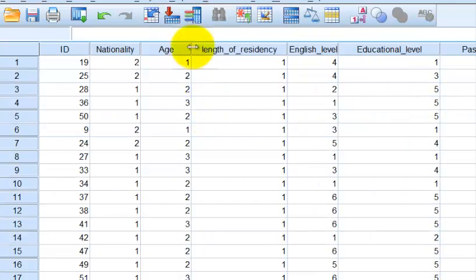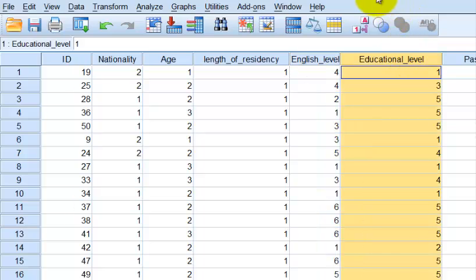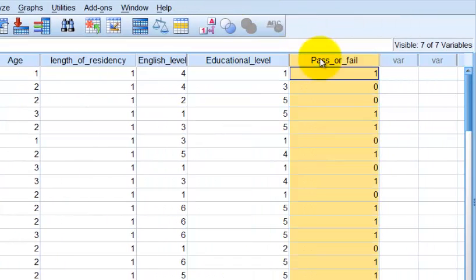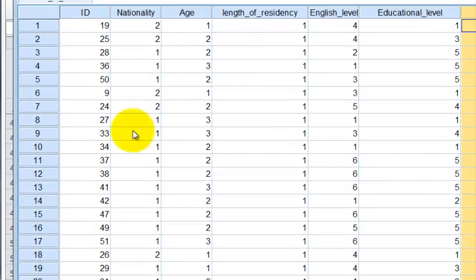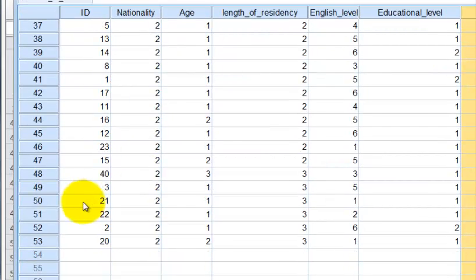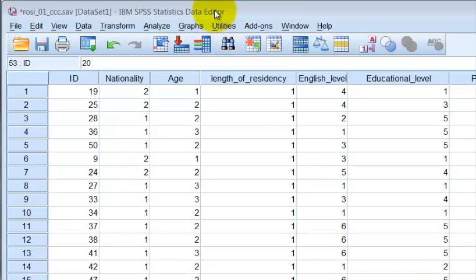Okay, so we're ready to go. And remember, we're going to use the chi-square test to do all the analysis. So you want to see if nationality, age, length of residency, English level, and education level determine whether they're going to pass or fail the English proficiency test. And you have a total, let's quickly take a look, 53 people. Okay, so let's do the analysis now.